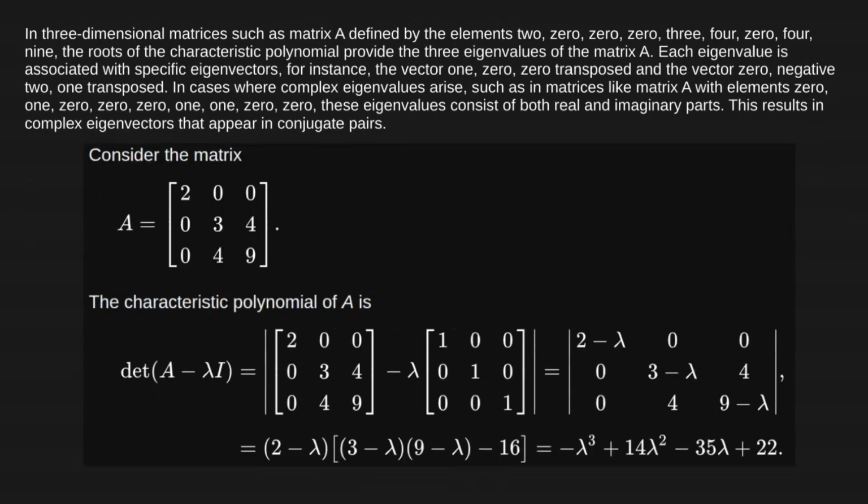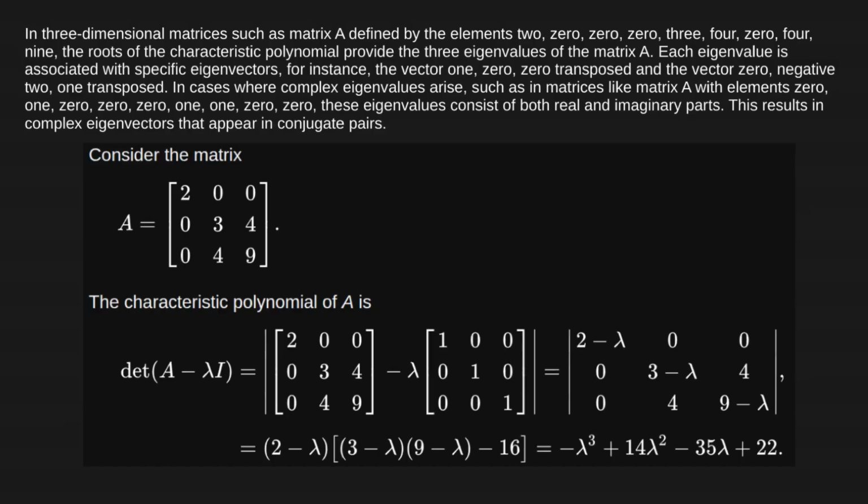In three-dimensional matrices such as matrix A, defined by the elements 2, 0, 0, 0, 3, 4, 0, 4, 9, the roots of the characteristic polynomial provide the three eigenvalues of the matrix A. Each eigenvalue is associated with specific eigenvectors. For instance, the vector 1, 0, 0 transposed, and the vector 0, negative 2, 1 transposed.